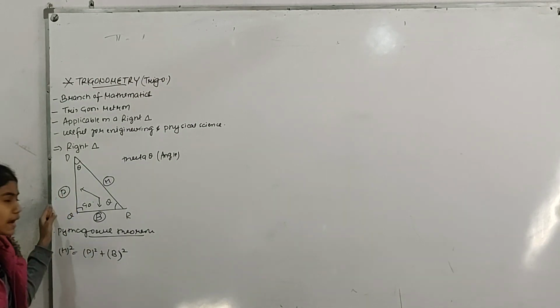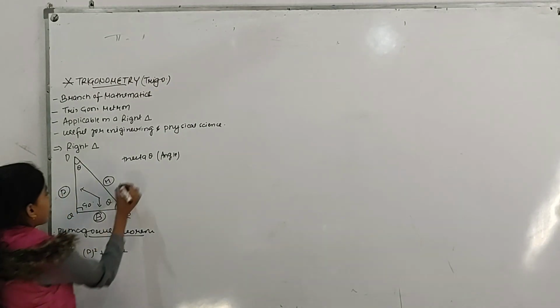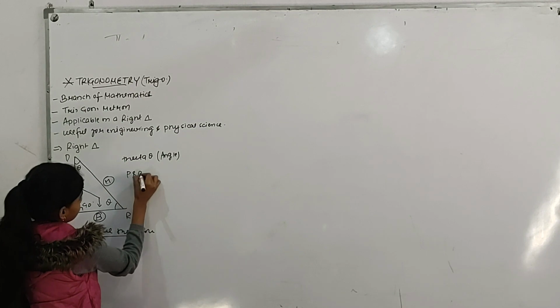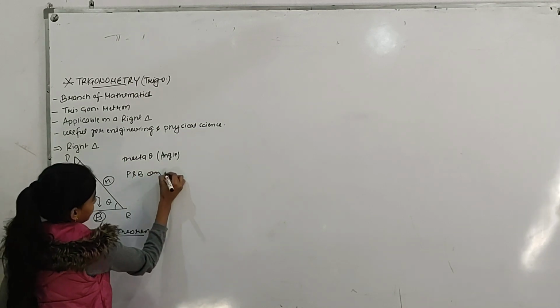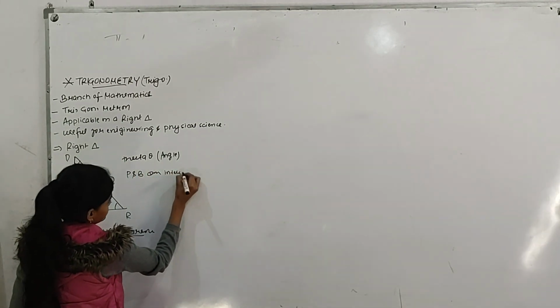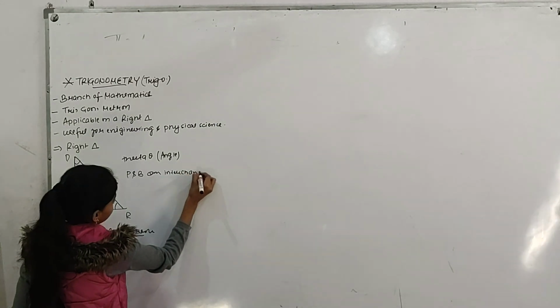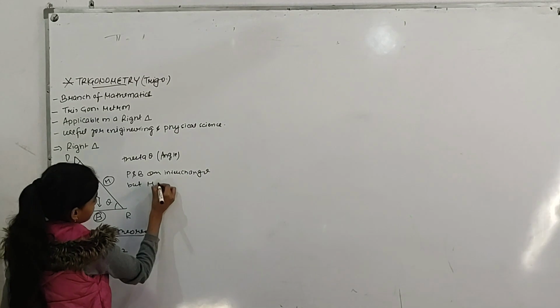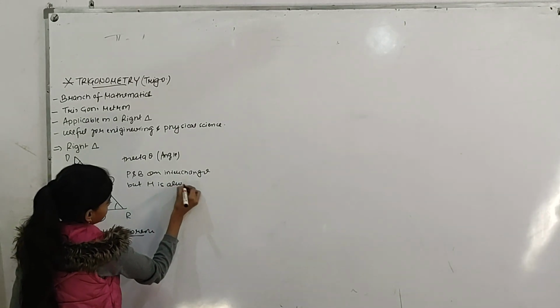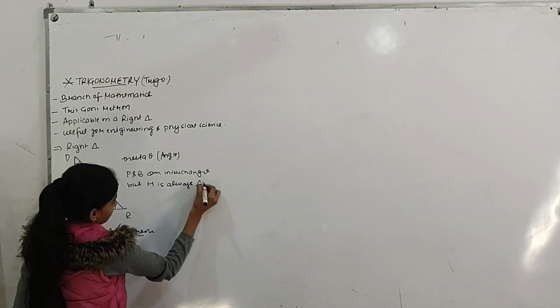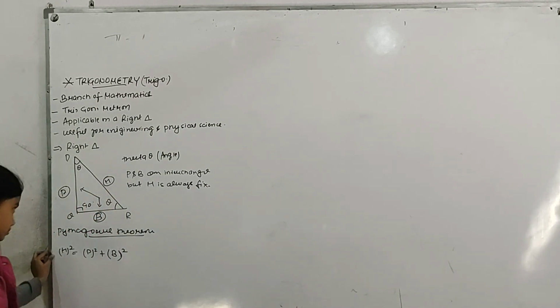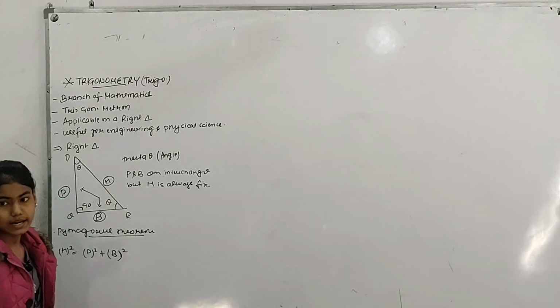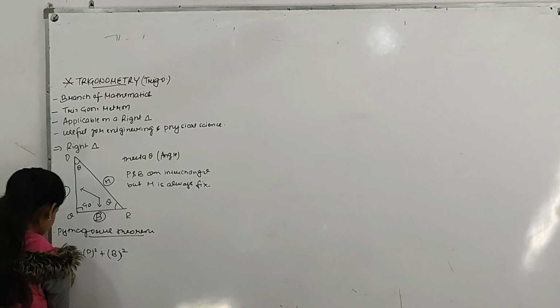Now one more thing about a right triangle: perpendicular and base can interchange, but the hypotenuse is always fixed there.